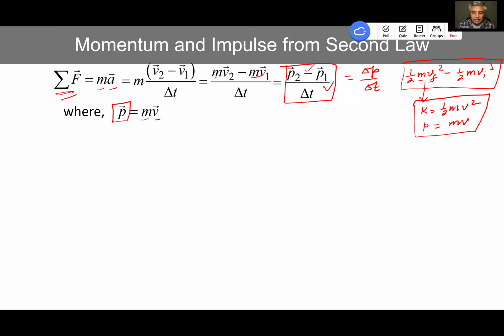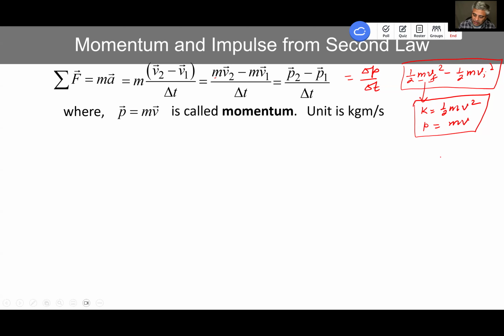So what that means is we can talk about dynamics problems in terms of just momentum. We don't even need force. We can just write in terms of momentum as well. They are closely related, but they are not the same. So that is momentum.